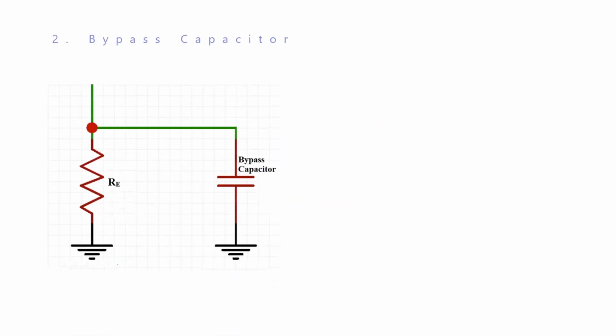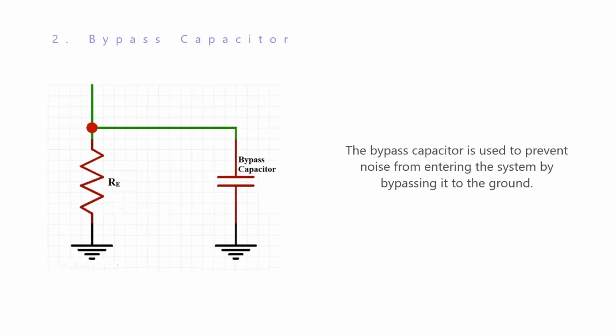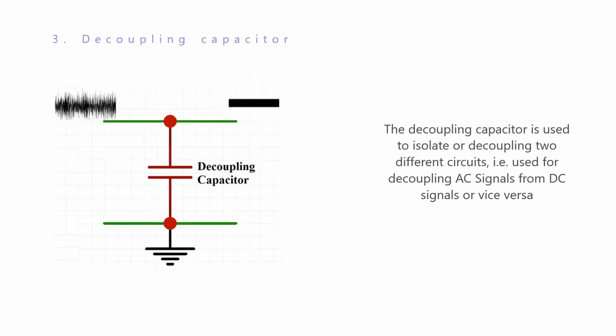In the case where we want to prevent noise from entering a system, we would use a bypass capacitor to bypass the noise to the ground. The decoupling capacitor is used to isolate or decouple two different circuits. For instance, it is used for decoupling AC signals from DC signals or vice versa.